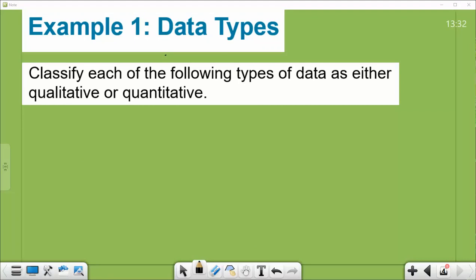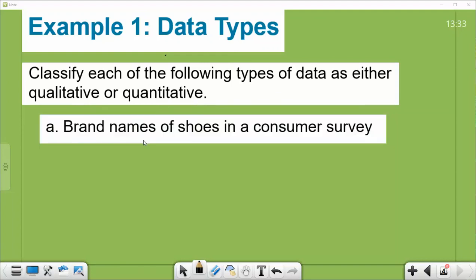All right, let's look at an example of the data types. Classify each of the following types of data as either qualitative or quantitative. Our first example is brand names of shoes in a consumer survey. Think of some brand names of shoes: Adidas, New Balance, Nike, right? Those are just names. Quantitative is what you can measure or count, and qualitative is non-numerical. So this one is non-numerical, so this would be qualitative.